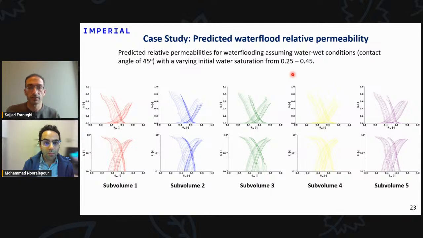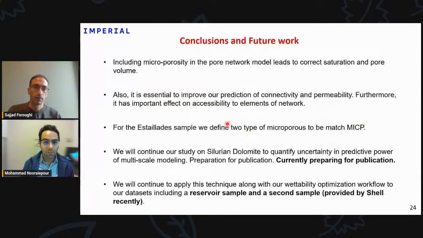We change the start of water flooding from 25% to 45%, and we can see the relative permeability for different initial saturation. So in our workflow, we'll be able to develop this multi-scale pore modeling. We tested against Estaillades rock with experimental result.